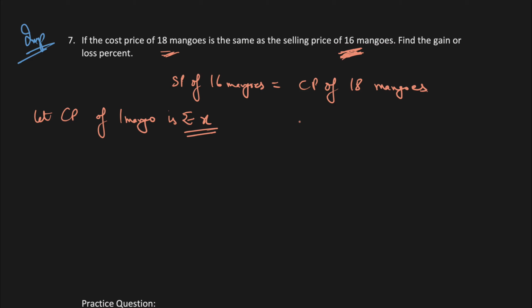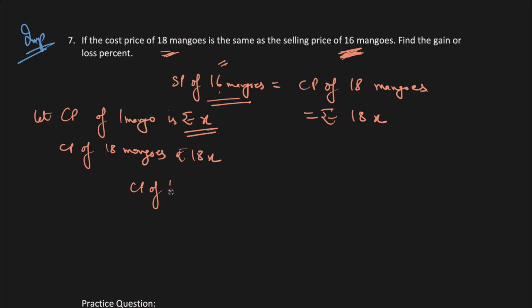So what will be the CP of 18 mangoes? Rupees 18X. So the SP of 16 mangoes is rupees 18X. Now, when we find gain or loss percent, the quantity should be the same. So if we have SP of 16 mangoes, we should get CP of 16 mangoes also. So what is the CP of 16 mangoes? 16X. So SP of 16 mangoes is 18X, CP of 16 mangoes is 16X.